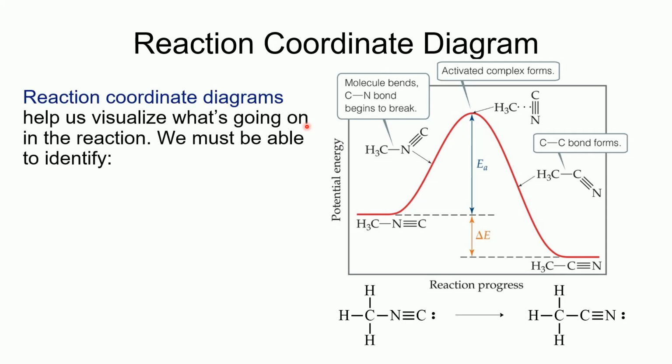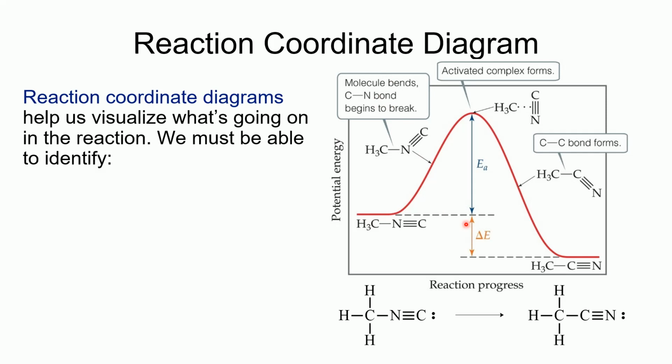The way that a reaction coordinate diagram works is that it provides us a visualization of how the reaction is occurring. And it shows the progress of the reaction and the energy as we go through the reaction.